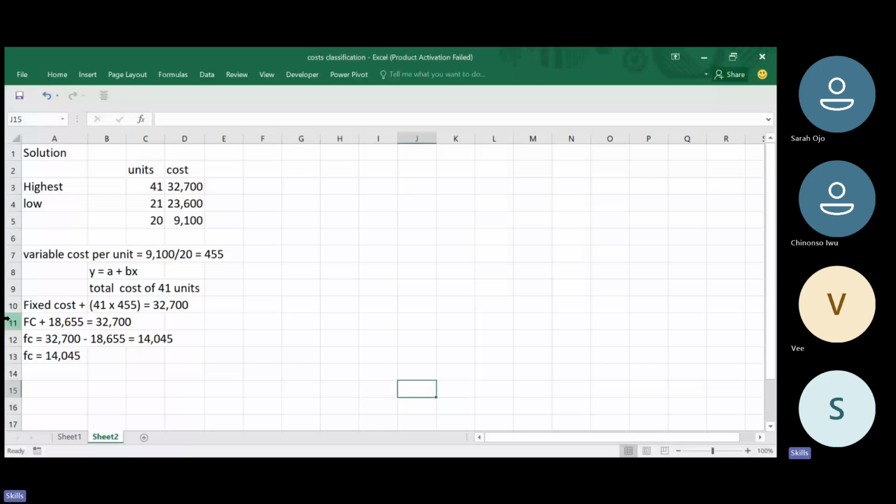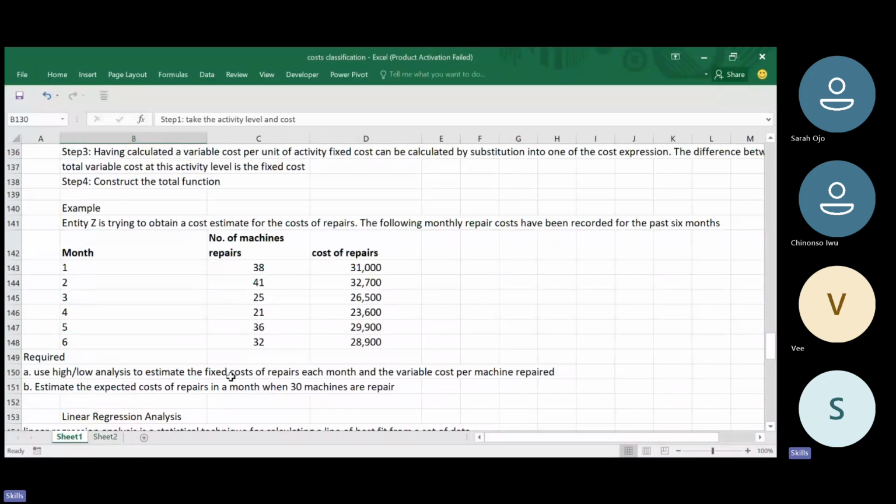Then you find the difference: 32,700 minus 18,655. That is what will give you 14,045 naira. So this is the fixed cost, as the question implies. Now we've determined the fixed cost for the price of each month and the variable cost of machine repair.